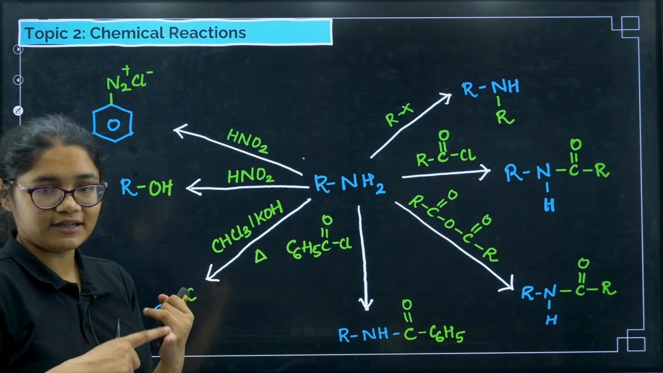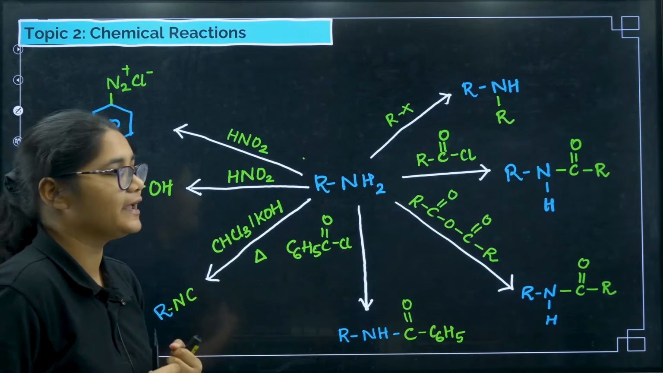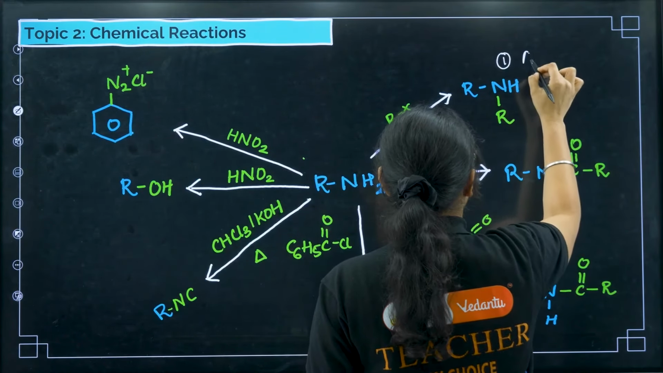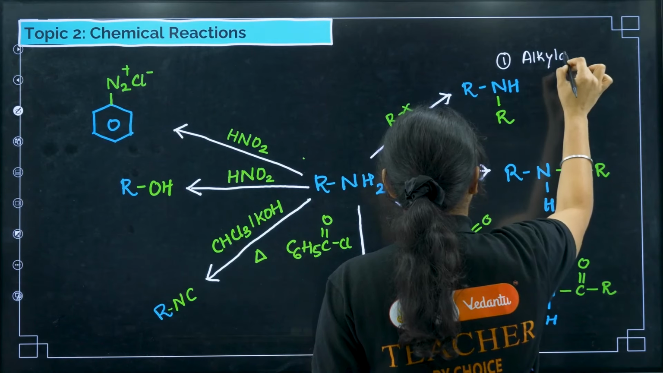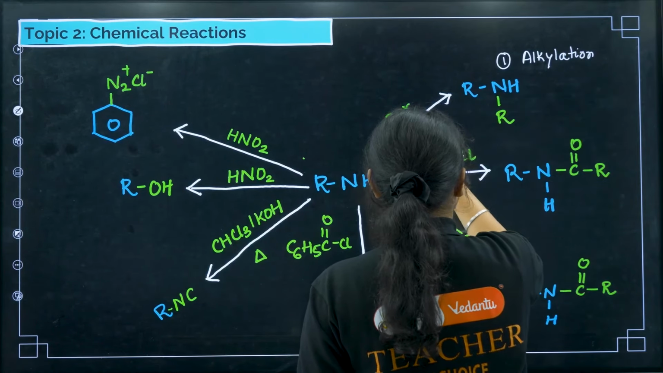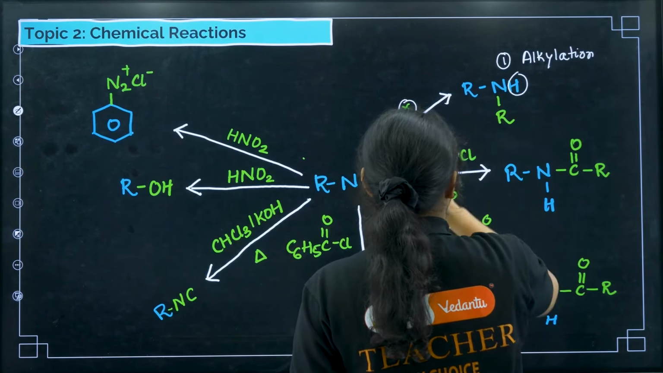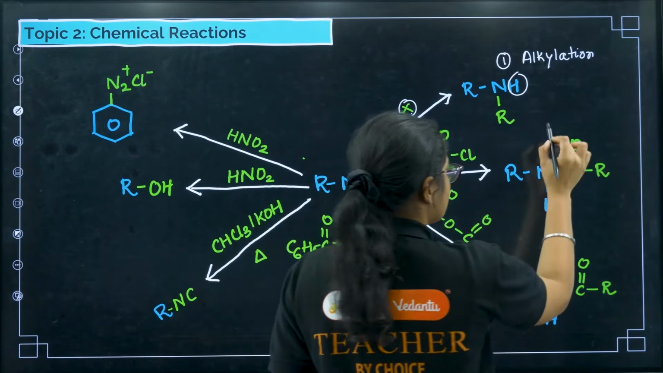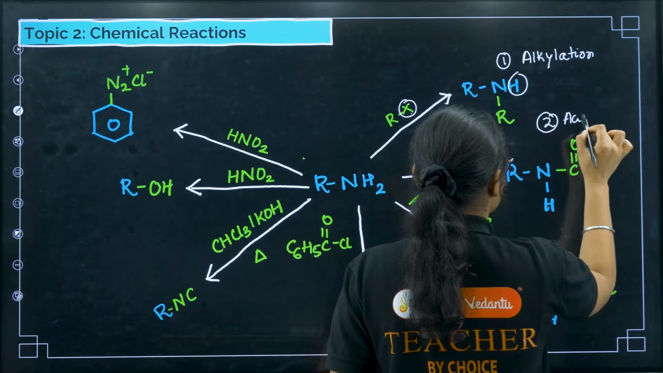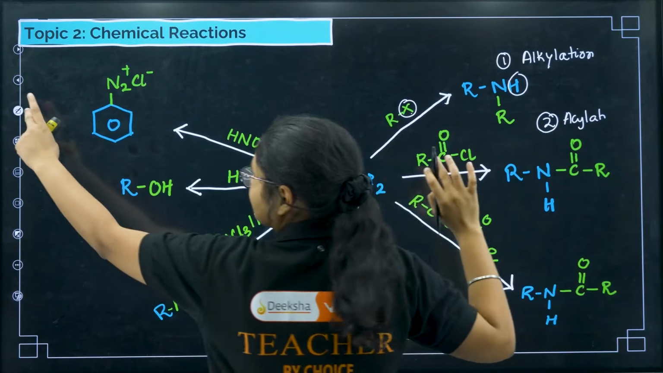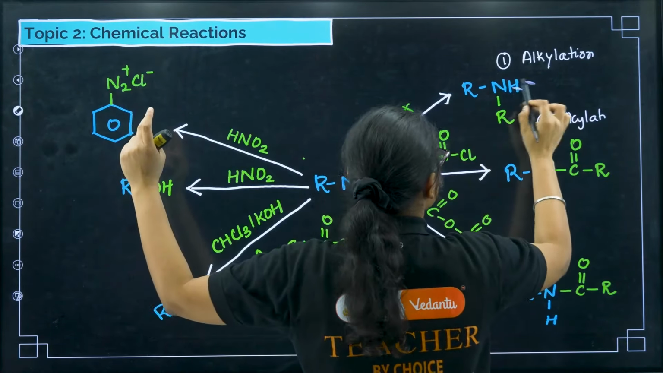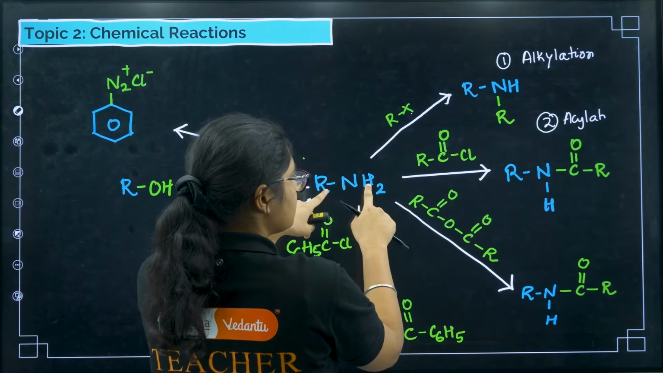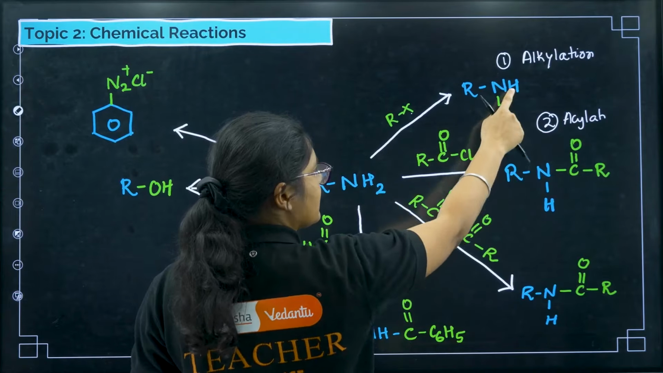Okay, next coming to the chemical reactions. So first was basicity, second was alkylation. So you can see here, this one is your alkylation. What happens if you treat it with any RX, this H will be replaced with R. Oh sorry, one second, I made a small mistake. Here one H is replaced with R, so already one R was there, one H is replaced with R, so we get 2 R and 1 H.